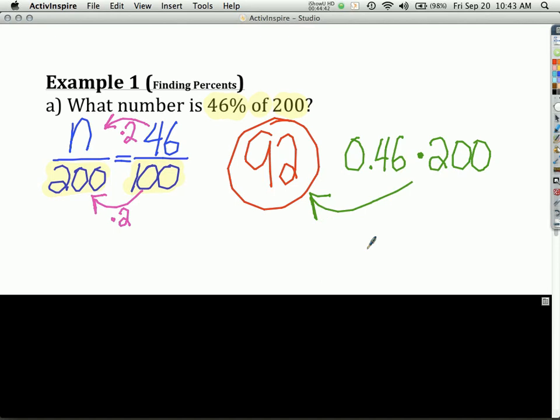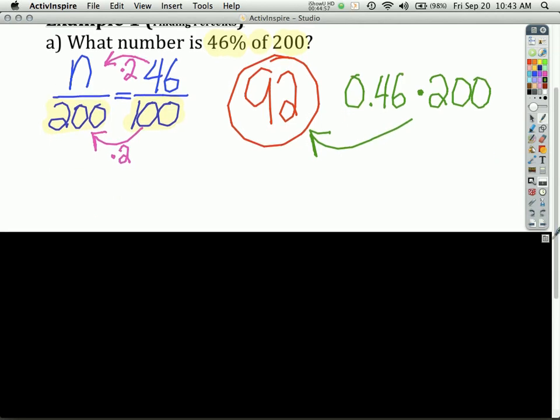So I don't care which method you use. I don't care if you use magic. Doesn't matter, as long as you get the correct answer every time. Did you get it now? Good. Any questions? All right, so let's explore another example.